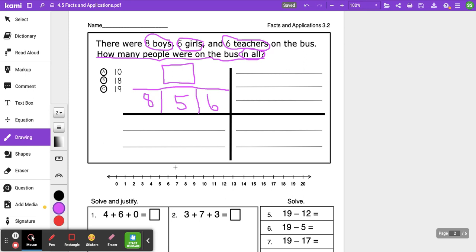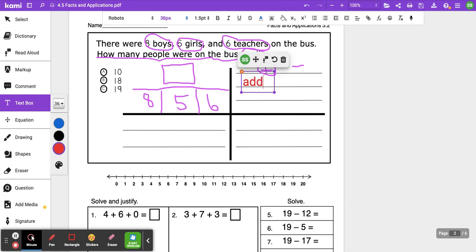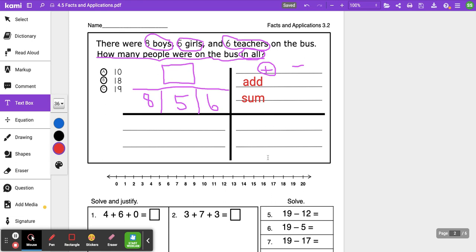So now I need to say what my plan is. What's the plan? Should I add or should I subtract? Tell the person next to you, add or subtract. What do you think? We want to add. We want to put the parts together to find the whole. And so we're going to write in here the word add. We are going to add. And when we add, that gives us the sum.